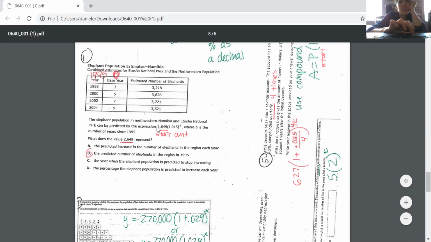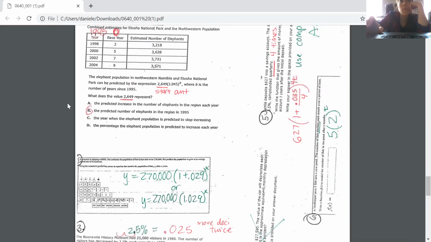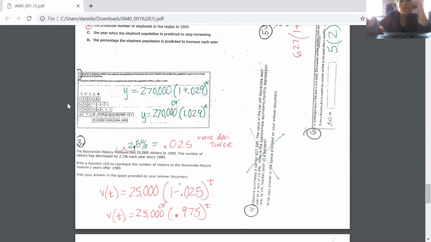So here's how this first one works. I have this expression, and I'm asked what the 2649 is. Well, since it's at the beginning, it's the starting amount, and so answer choice-wise, I know it has to be something about the start. But if I look back at this table, I don't know the starting amount. I know the year that was 3 years after the base. So if I work backwards, I find out the starting year was 1995, and so that was your amount of elephants then.